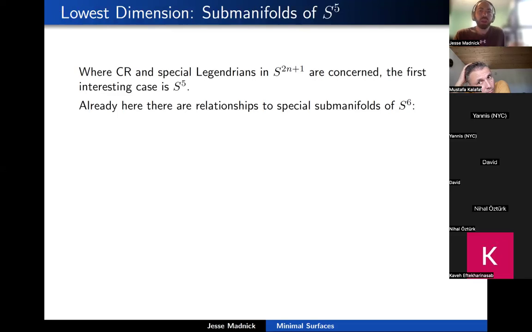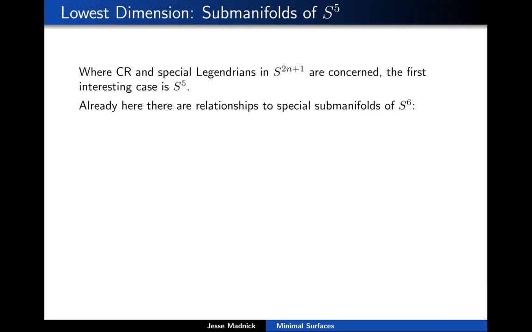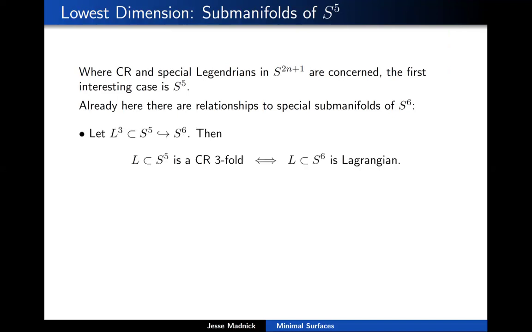Anyway, all of these submanifolds are interesting already in the lowest dimension, the 5-sphere. Already in the 5-sphere, there's quite a lot to say. Moreover, the 5-sphere has the nice property that it's related to the 6-sphere. So many of the submanifolds in this part of the talk are related to the ones mentioned earlier. Let me explain how.